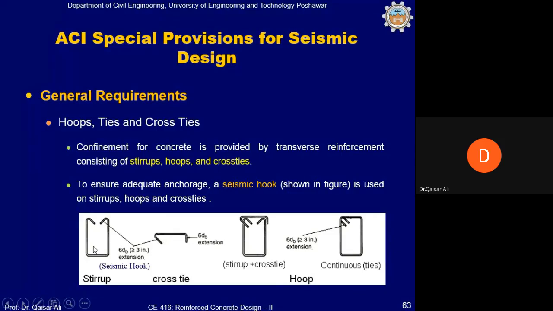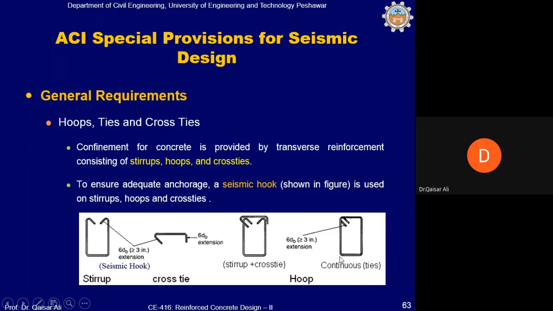This is called a cross tie, consisting of one single bar with a 90-degree hook on one side and a 135-degree hook on the other side. If this cross tie is placed on top of this stirrup in this manner, then it is called a stirrup plus cross tie. The stirrup has been closed by this cross tie. But this closing of the stirrup has occurred due to the placement of the cross tie. Okay, stirrup plus cross tie.